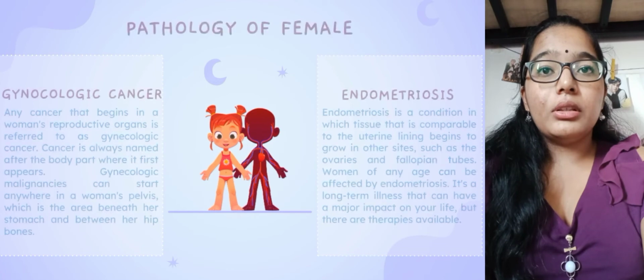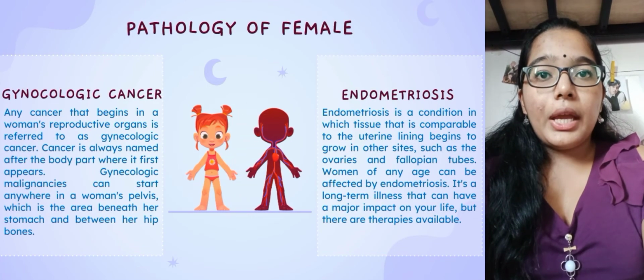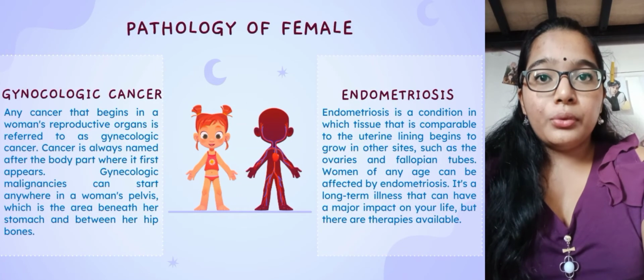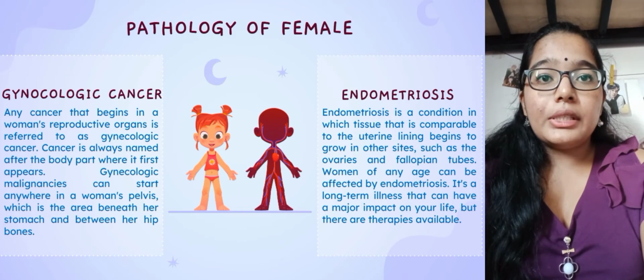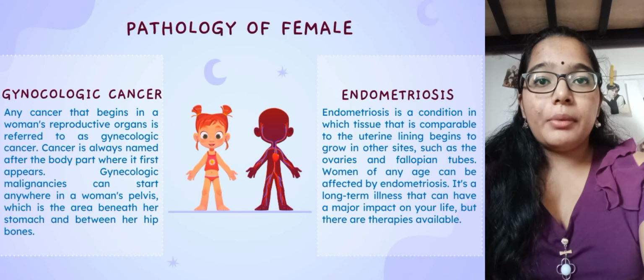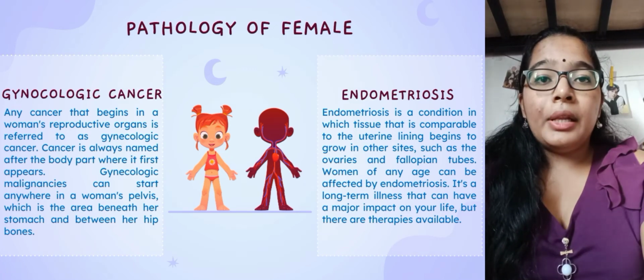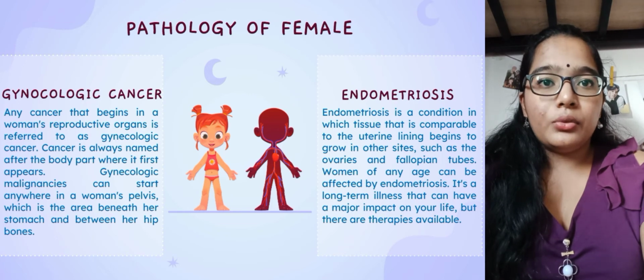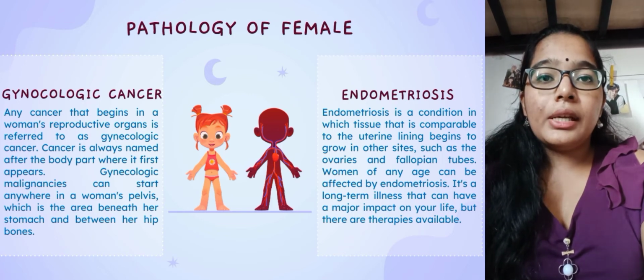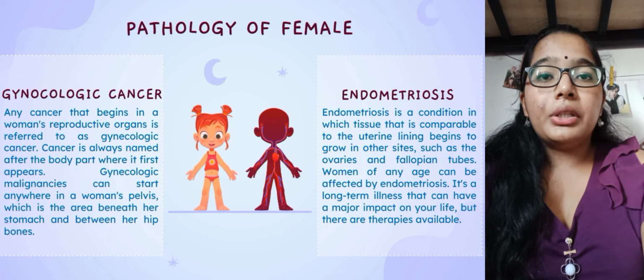Pathology of female. Gynecologic cancer. Any cancer that begins in a woman's reproductive organs is referred to as gynecologic cancer. Cancer is always named after the body part where it first appears. Gynecologic malignancies can start anywhere in a woman's pelvis, which is the area beneath her stomach and between her hip bones.